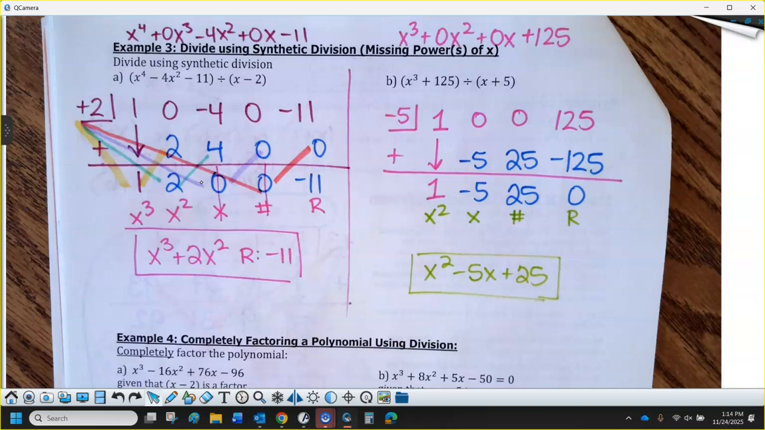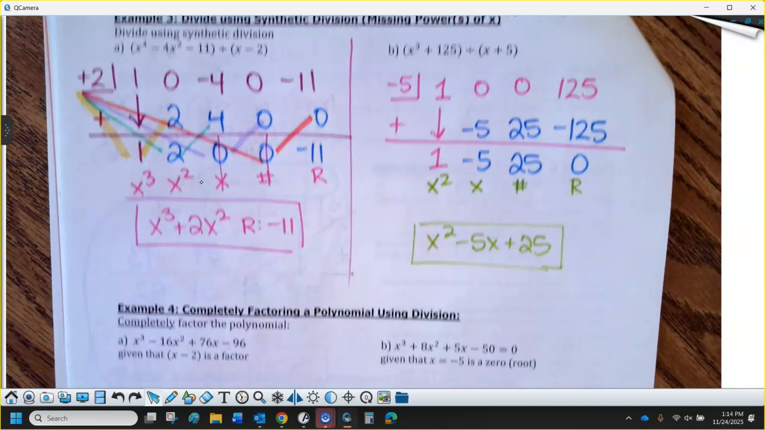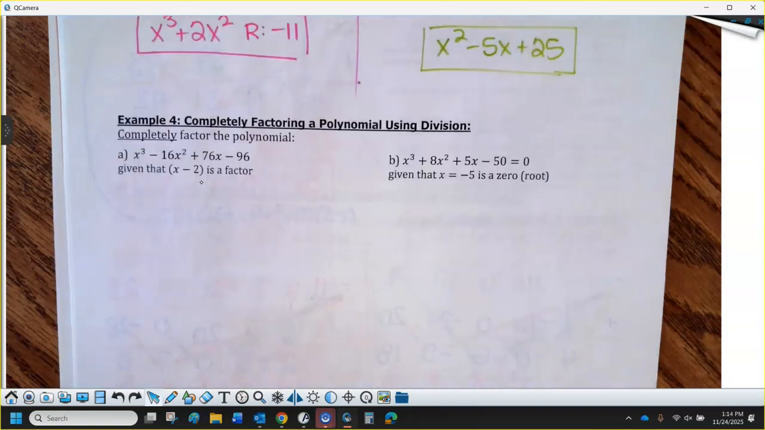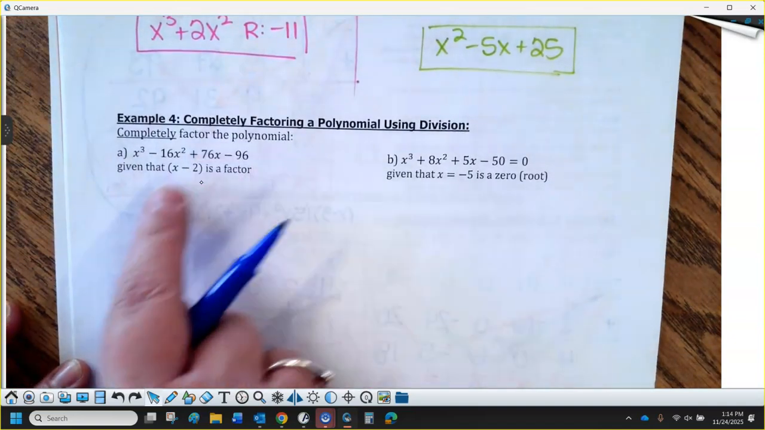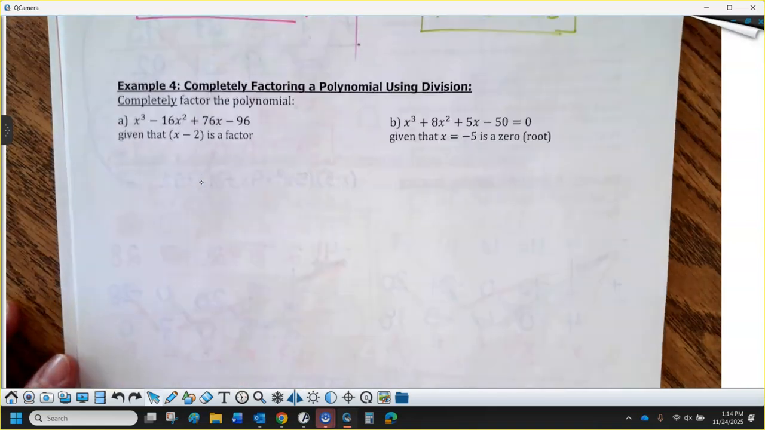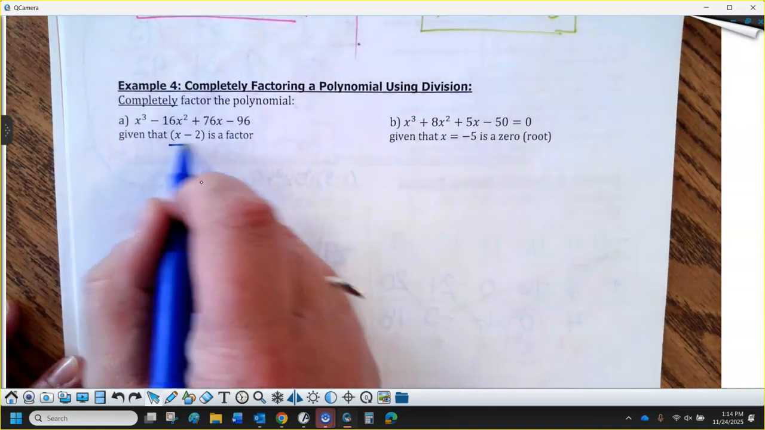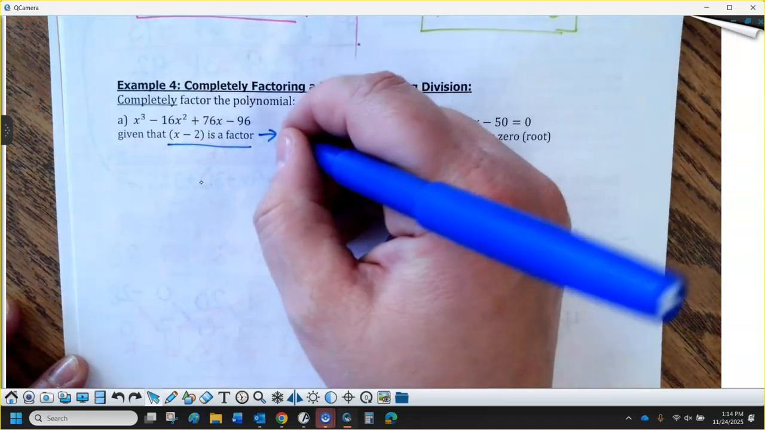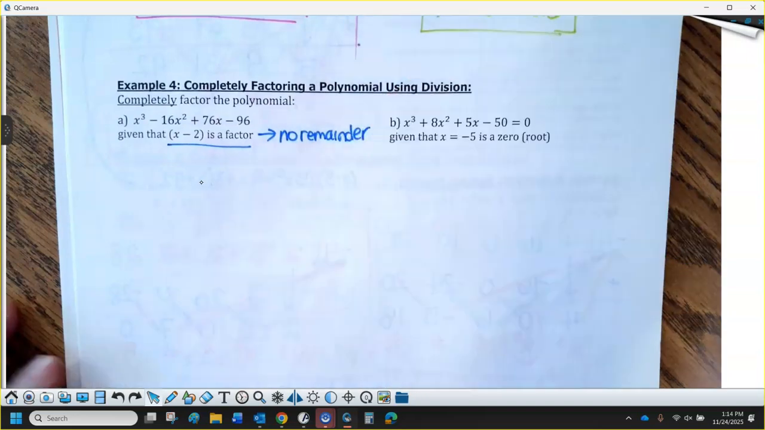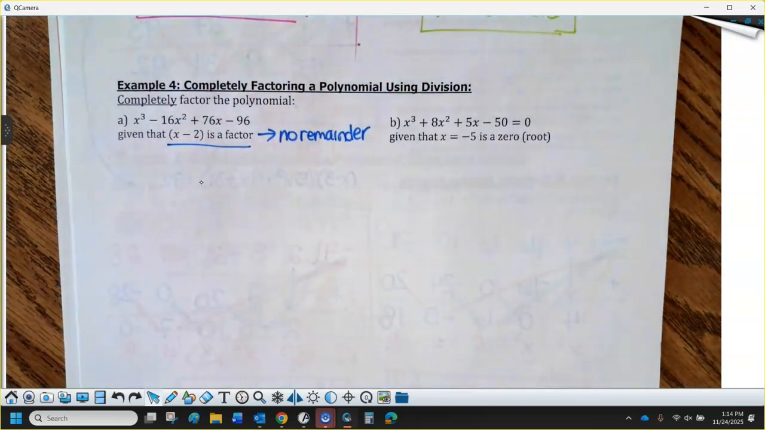All right. Now, the 2 at the bottom, it's just going to give me 2 different pieces of information. So this one says completely factor the polynomial. This says given that x minus 2 is a factor. Okay, if they tell me this is a factor, I immediately know that if I divide this, I should get no remainder, right? If it tells me it's a factor, there's not going to be a remainder. So I know if I get a remainder that I screwed something up.